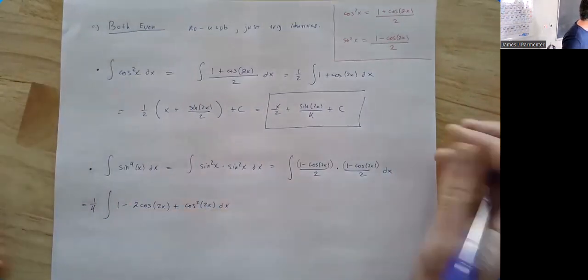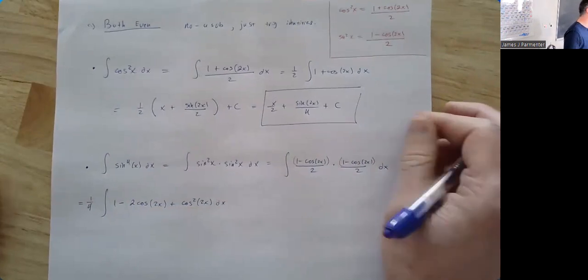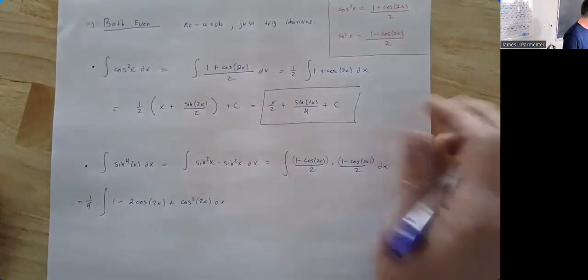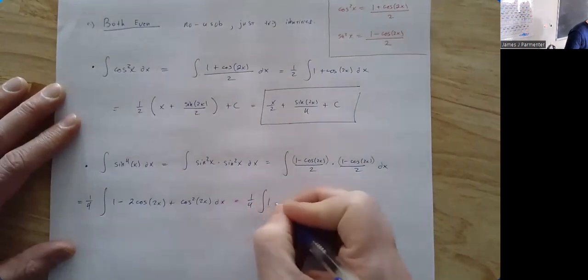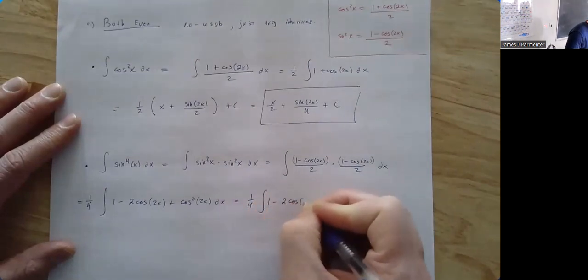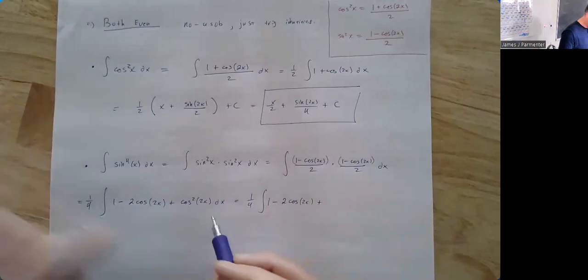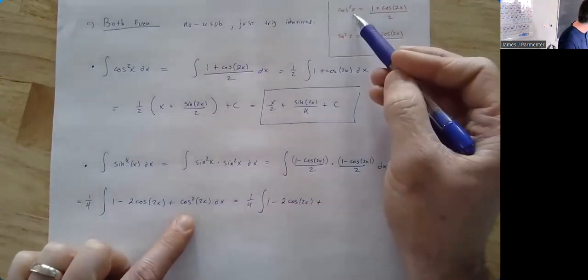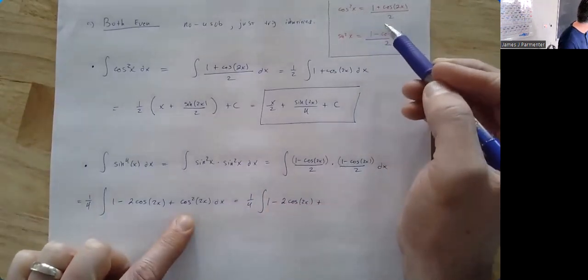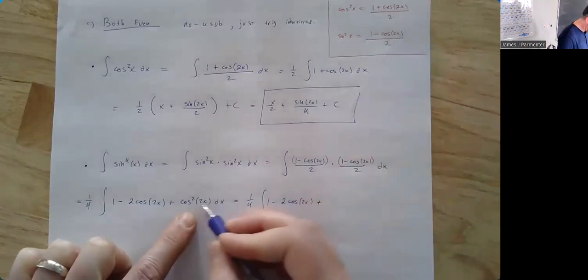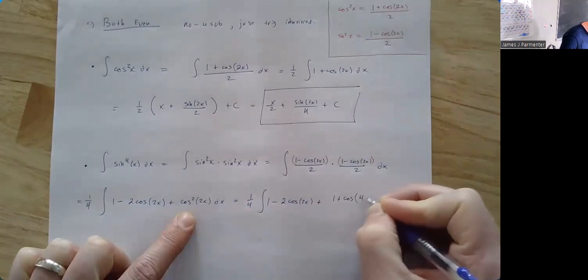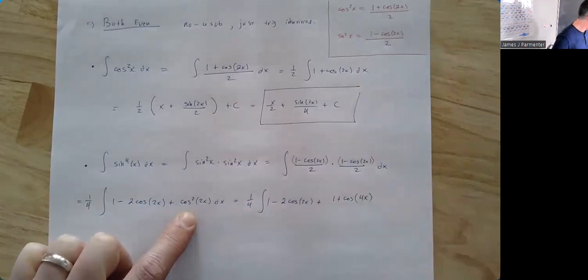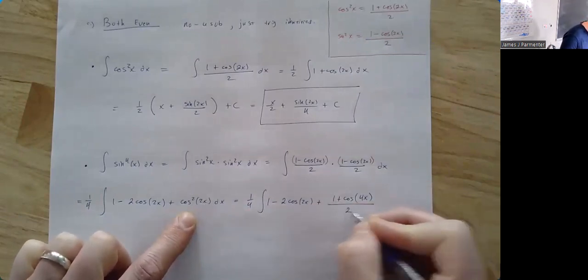And now for cosine squared, we have to use the same trig identity again. So we're going to get 1/4 times the integral of 1 minus 2 cosine of 2x plus, so let's see, cosine squared of x is 1 plus cosine of 2x over 2. Cosine squared of some other angle is 1 plus cosine of 2 times that angle, 4x in this case, all over 2.